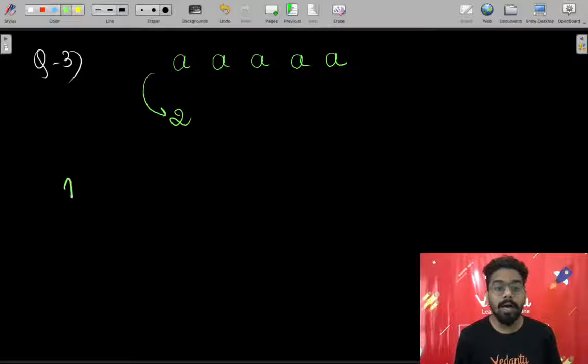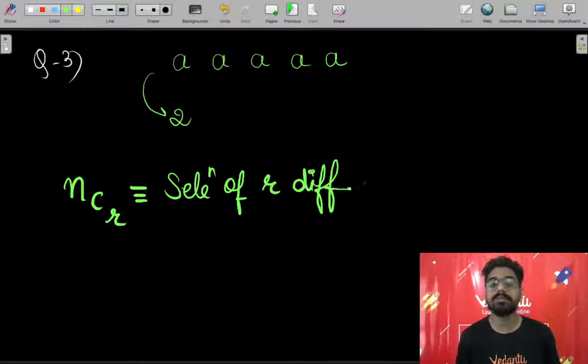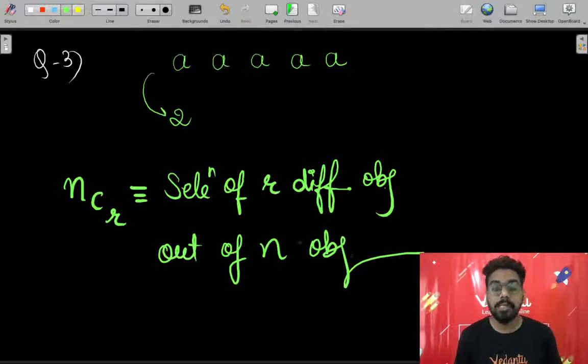Because the formula nCr is defined for different objects. Selection, you will write down selection of r different objects out of n different objects. This formula is for different objects. Now in case of similar objects, if you see selection, you will not use the formula, you will use common sense.